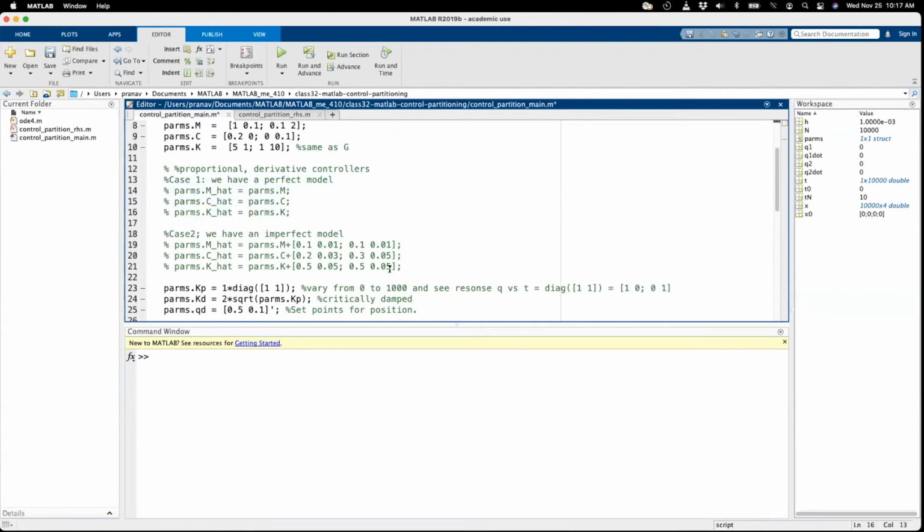the controller. What I'm going to do is assume that I do not have a perfect estimate of the mass matrix, the C term and the K term. So I'm just going to add some random values to the elements of M, C, and K. And now let me run this for the same gain 1 for the first case.